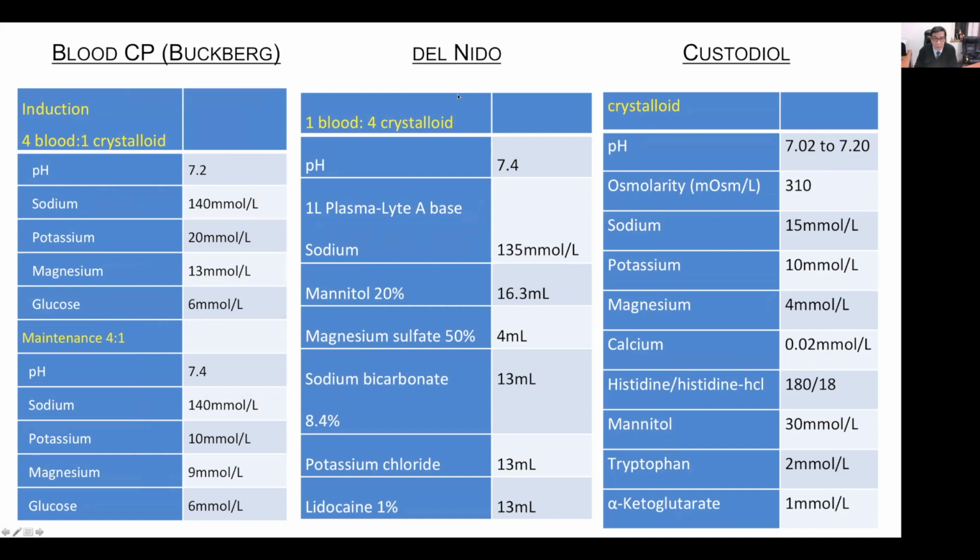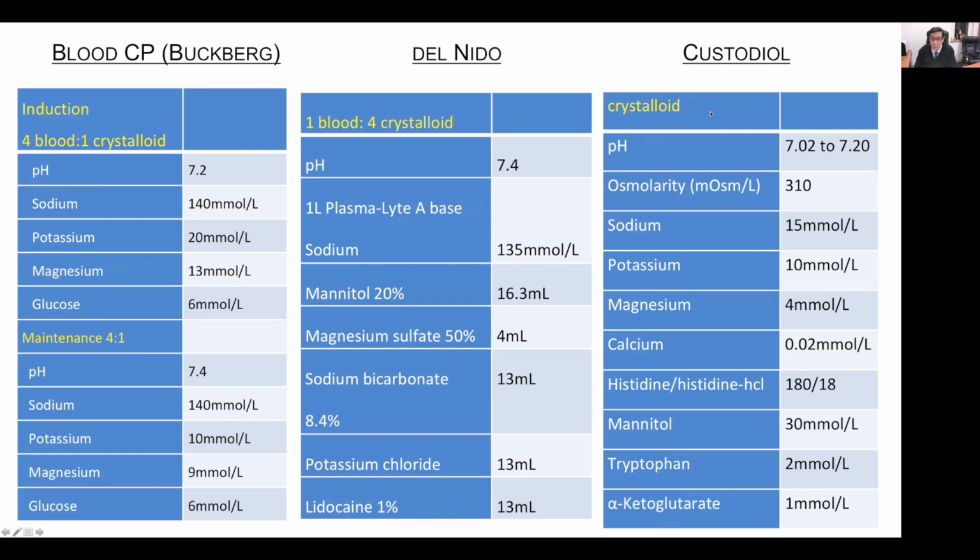Cardioplegia that I typically use is the inverse of that. So it's 1 part blood to 4 parts crystalloid. So it's mostly crystalloid. It is extracellular, but it does have lidocaine, and the lidocaine is the most important component as far as prolonged arrest.